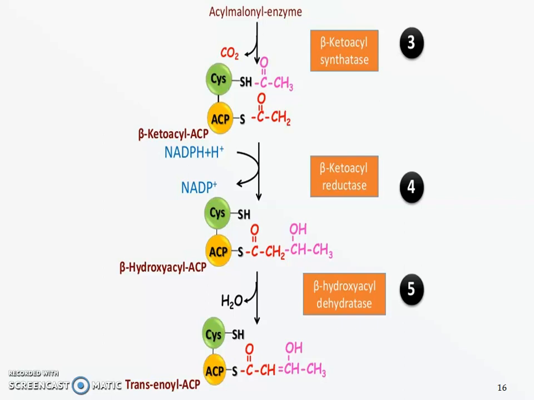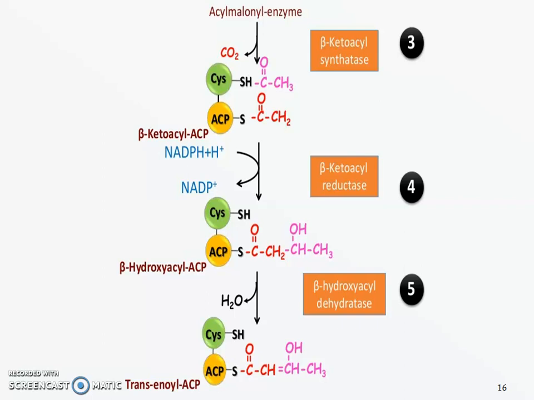The decarboxylation is accompanied by the loss of free energy which allows the reaction to proceed forward, and this reaction is catalyzed by the beta ketoacyl ACP synthase. Okay, then after removal of the CO2 we get the beta ketoacyl ACP. In the next step, the beta ketoacyl ACP reductase reduces the ketoacyl group to the beta hydroxyacyl ACP. The reducing equivalents are supplied by NADPH.